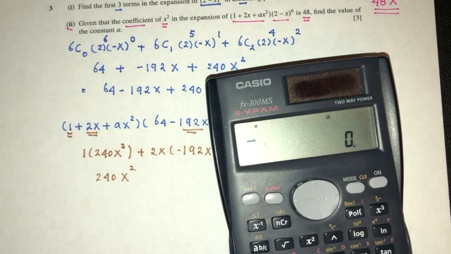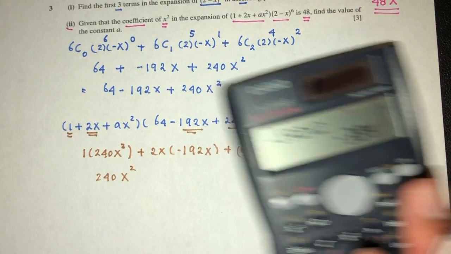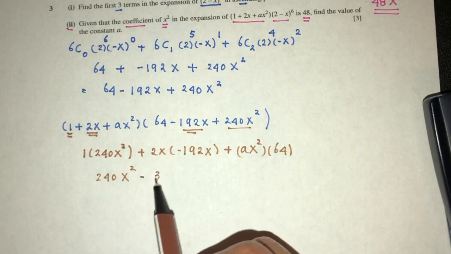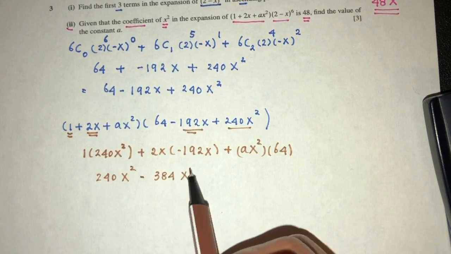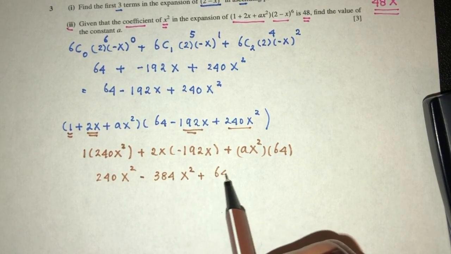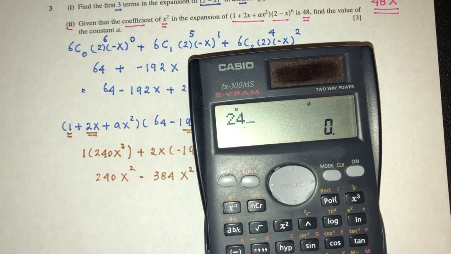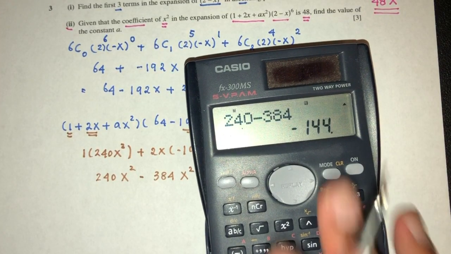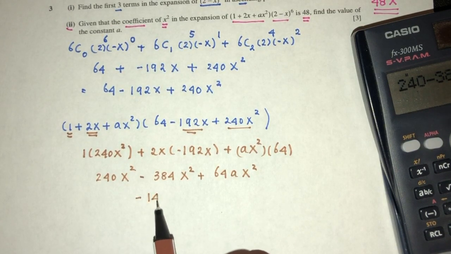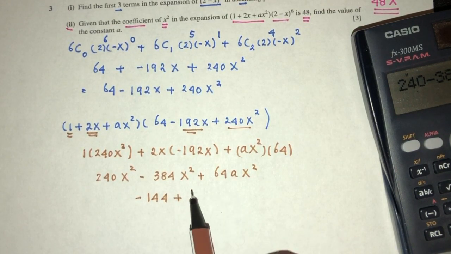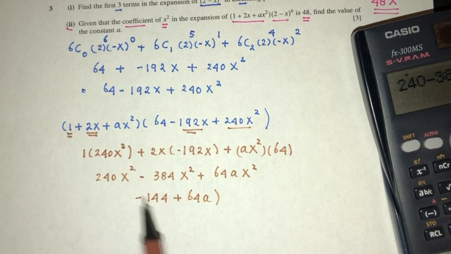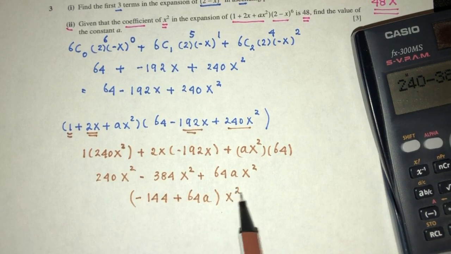Here we have minus 192 times 2. That should be minus 384 x squared and plus 64ax squared. So 240 minus 384, that should be minus 144 plus 64a, and we factorize the x squared outside.